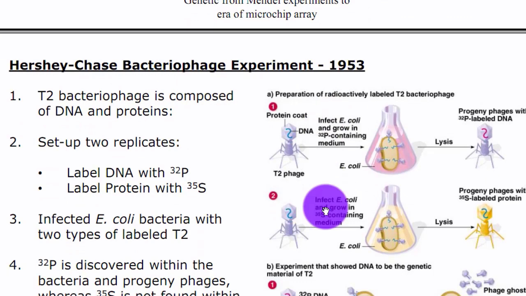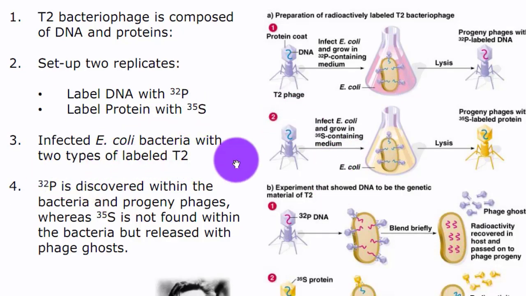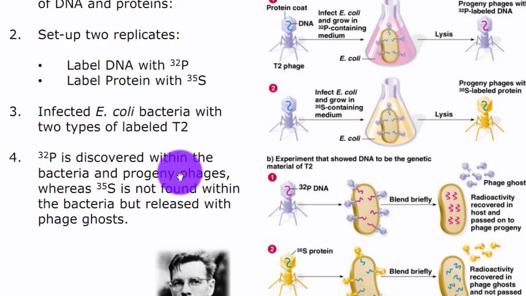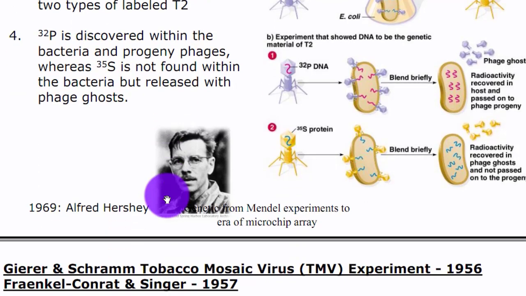Here the bacteriophage is composed of DNA and protein. Set up to replicate, label DNA with phosphorus-32 and label protein with sulfur-35. Infect E. coli bacteria with the two types of labeled T2. P32 is found within the bacteria and the progeny phage, whereas S35 is not found within the bacteria but is released with the phage.